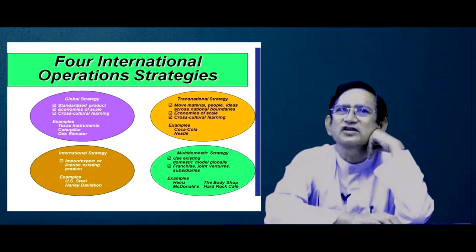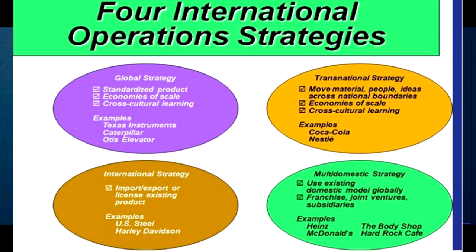Four international operations strategies. Global strategy: standard product and economies of scale, cross-cultural learning. Example, Texas Instruments, Caterpillar, Otis Elevator, Maruti Suzuki motor car, etc.